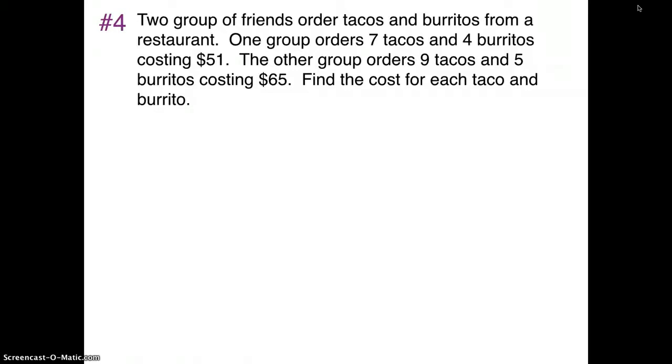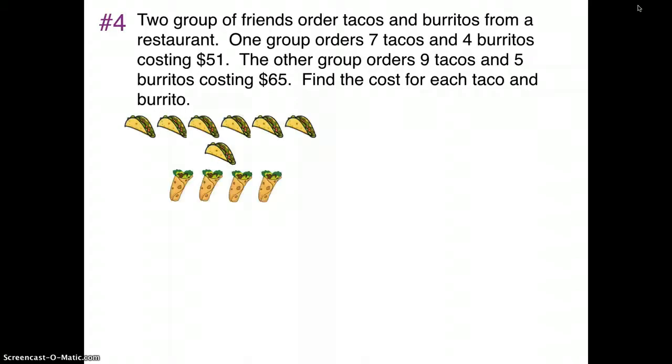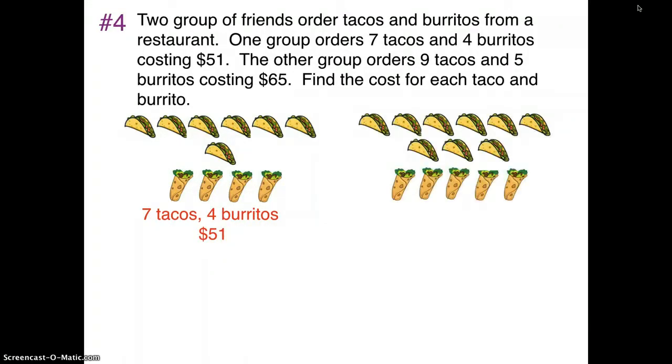One group orders 7 tacos and 4 burritos. So just to give you a visual, that is their fabulous tacos and burritos. And it did cost them $51. Well, now another group ordered 9 tacos and 5 burritos, and it cost them $65. So just to give you a visual, these are the two groups. One group ordered 7 tacos, 4 burritos, costing them $51, and the other group purchased 9 tacos, 5 burritos, and it cost them $65.